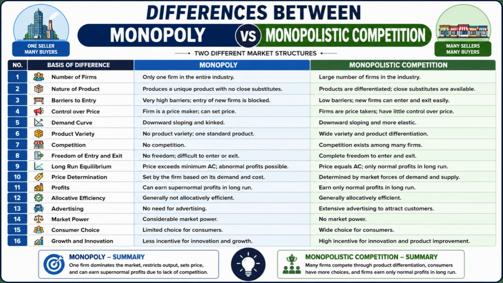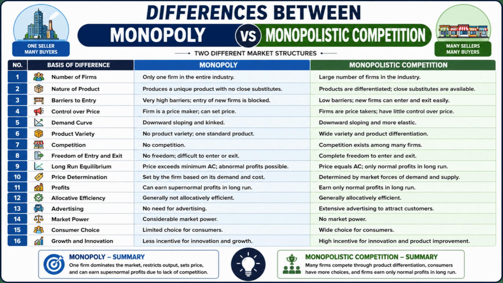Number 9. In the long run, a monopoly can maintain prices above average cost and earn abnormal profits, whereas firms in monopolistic competition usually earn only normal profits. Number 10. Prices in a monopoly are determined mainly by the monopolist's output and pricing decisions, whereas prices in monopolistic competition are influenced by market demand and competitive pressures.